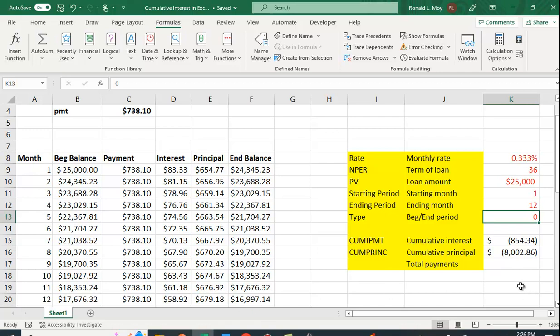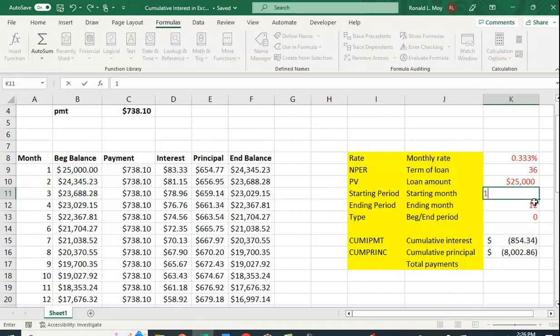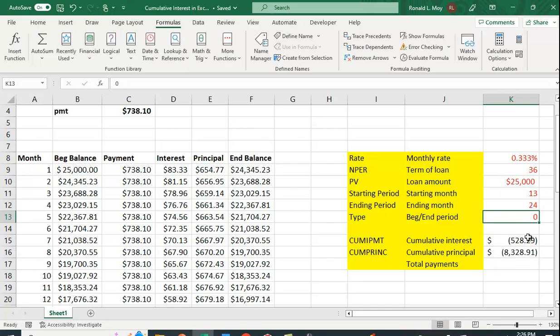So you could figure out how much you paid in year 2. So you might go from month 13 to month 24. What do you find? You paid less interest and more principal. Why is that? Because your balance was smaller, so you can see you're paying less interest every month and more of the principal. More of your payment goes to paying off the principal.